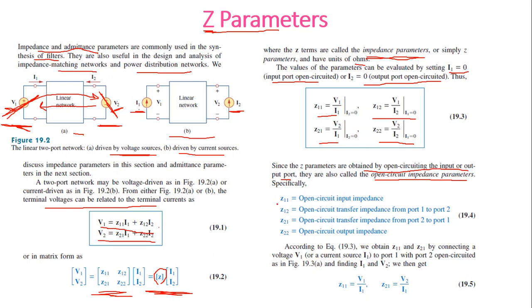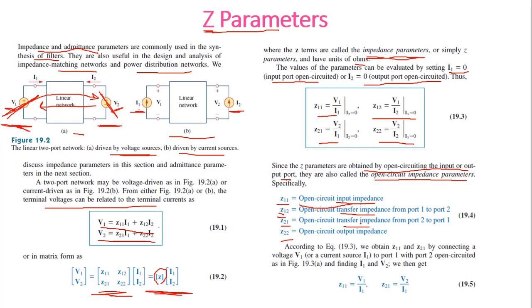Now we can give names to Z11, Z12, Z21 and Z22. We know Z is a term related to impedance, and Z11 is related to the input side, so it is the input impedance. We obtain this input impedance by open circuiting the terminals, so we call it the open circuit input impedance. Now Z21 and Z12 are called transfer impedances. Why transfer impedances? Because they relate one port to another port.